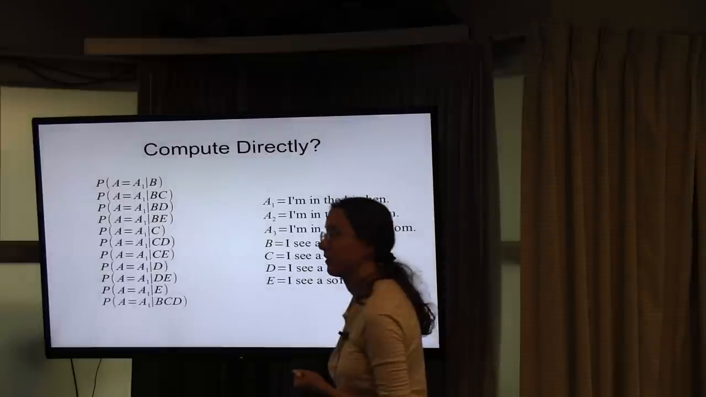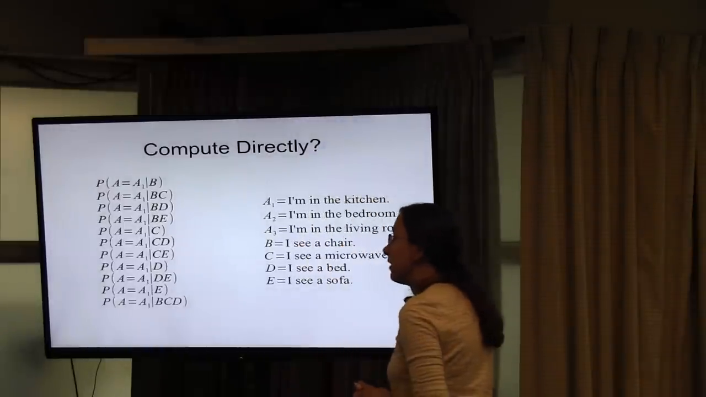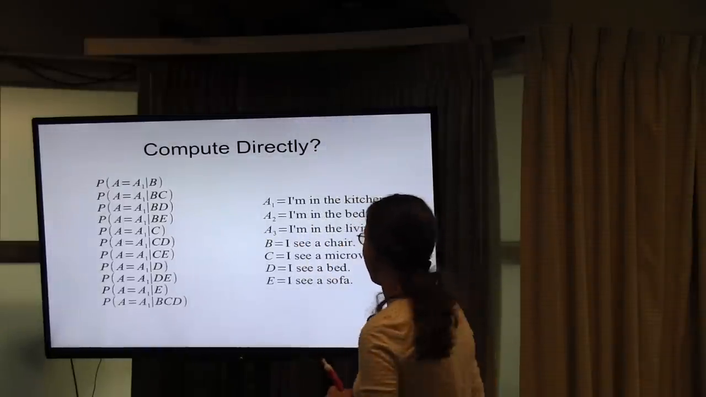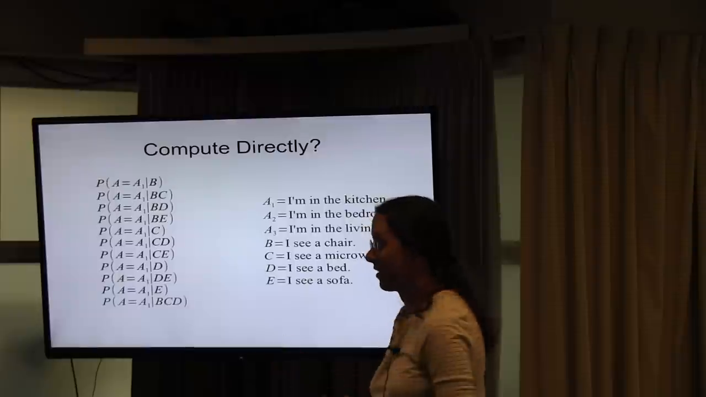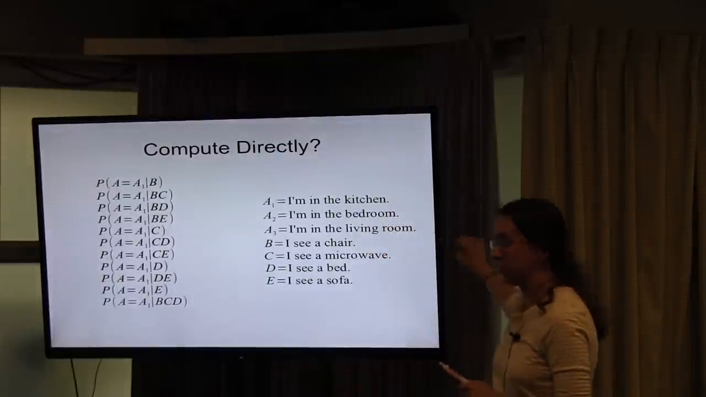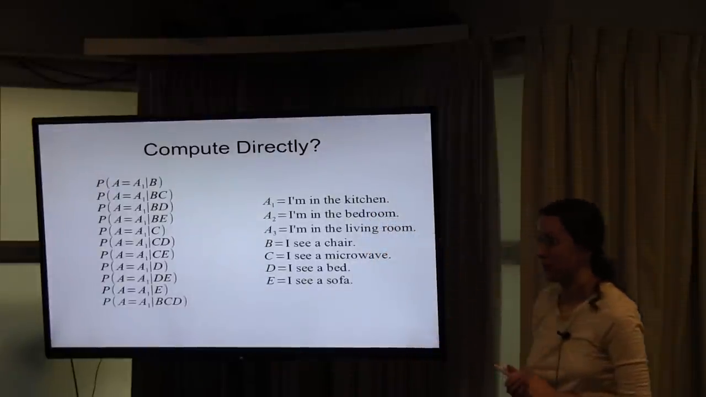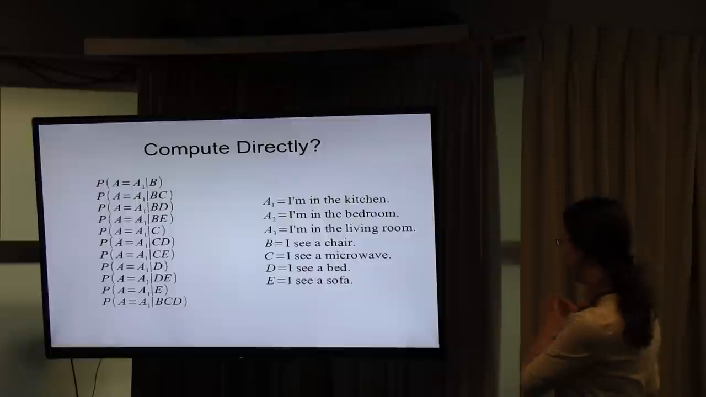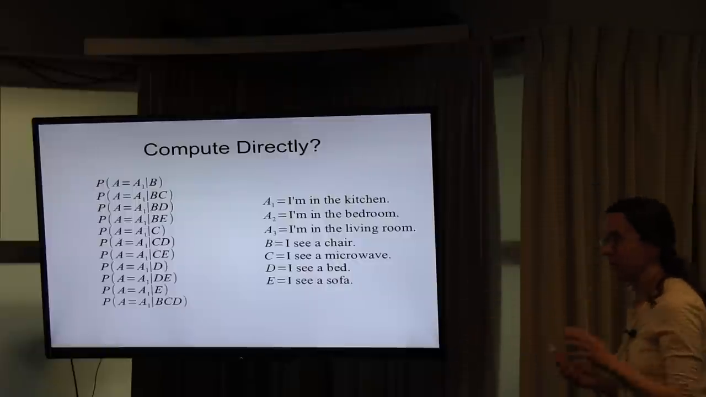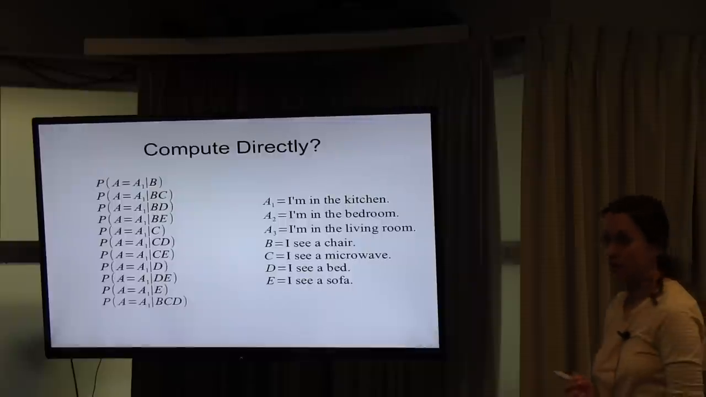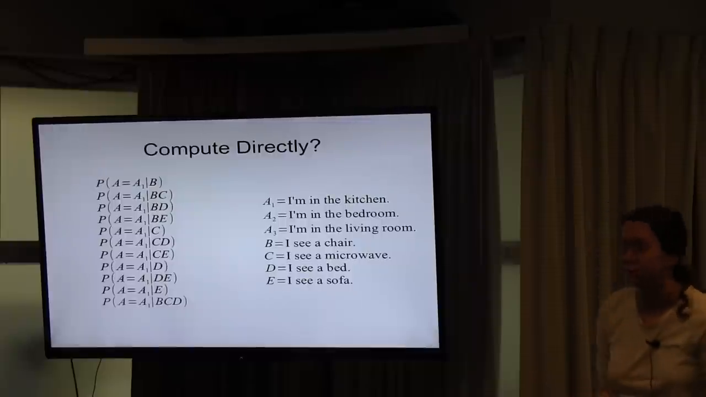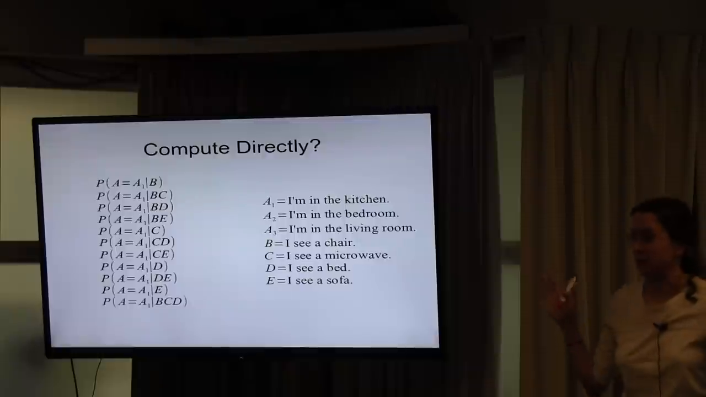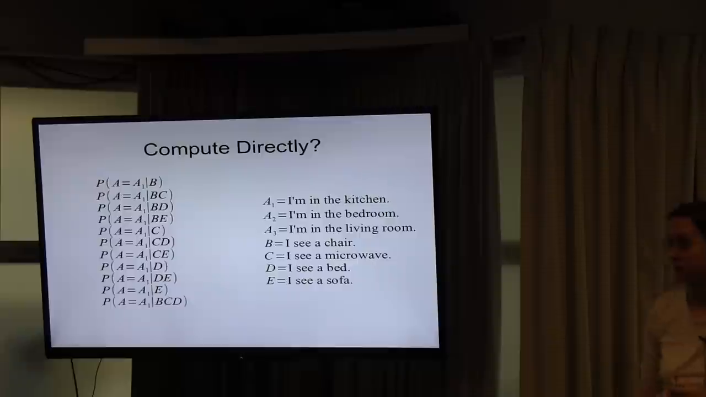Do we not get negative observations, like I looked and I didn't see a chair? Yeah, that is possible. We're not going to talk about it today. Hopefully you'll see how to do that. But it is different from not observing something. A negative observation, I looked and I didn't see a chair, is different from I didn't get an observation of any kind. I didn't run my chair detector, essentially.